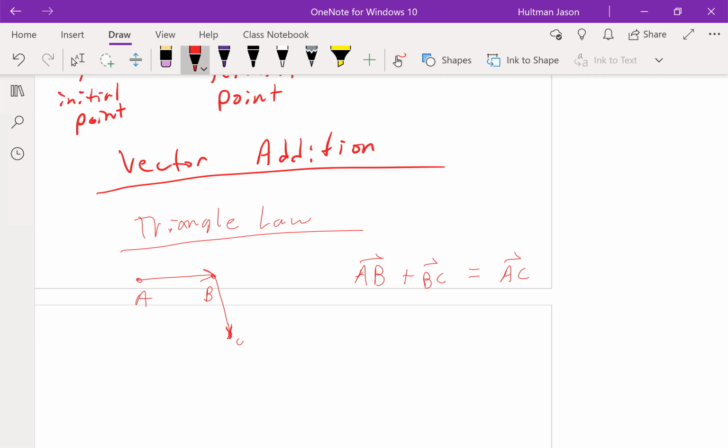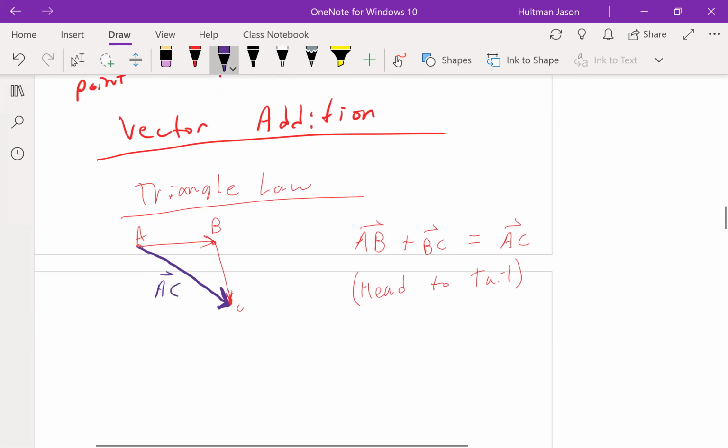This is called the head to tail law. So this is A, B, and so what would be my resultant vector? It would be right here. That would be my resultant vector. That's the vector addition. So this is AC. That's the triangle law.